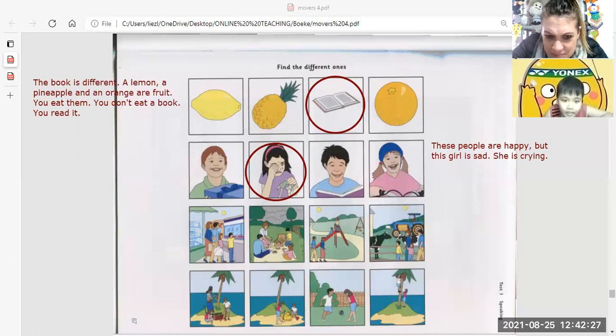Is family in the supermarket because these people, this picture, in these people are inside. Look at the weather.